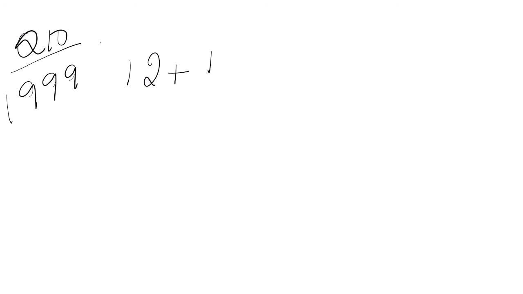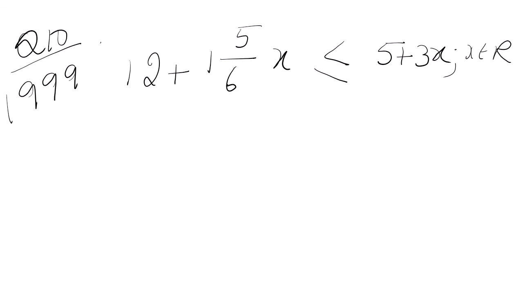This is also a board question, a very old board question. Solve question 10. This came in the year 1990. 12 plus 15 upon 6x is less than or equal to 5 plus 3x, and x belongs to R, that is, real numbers.